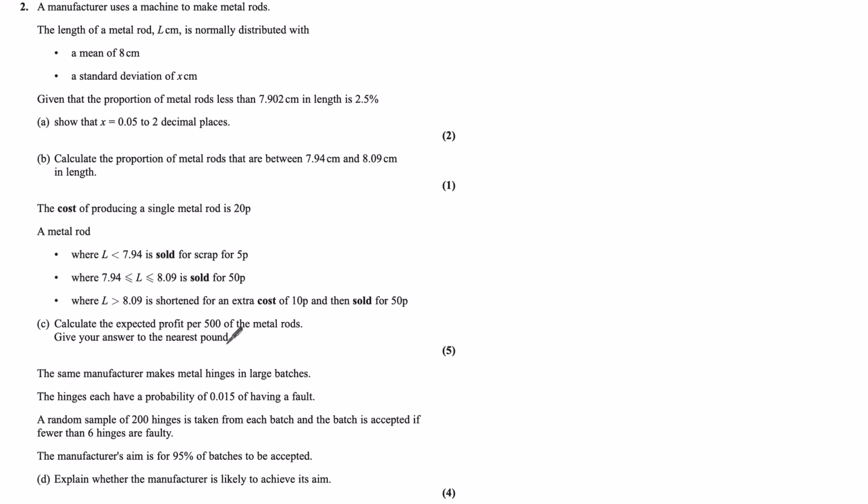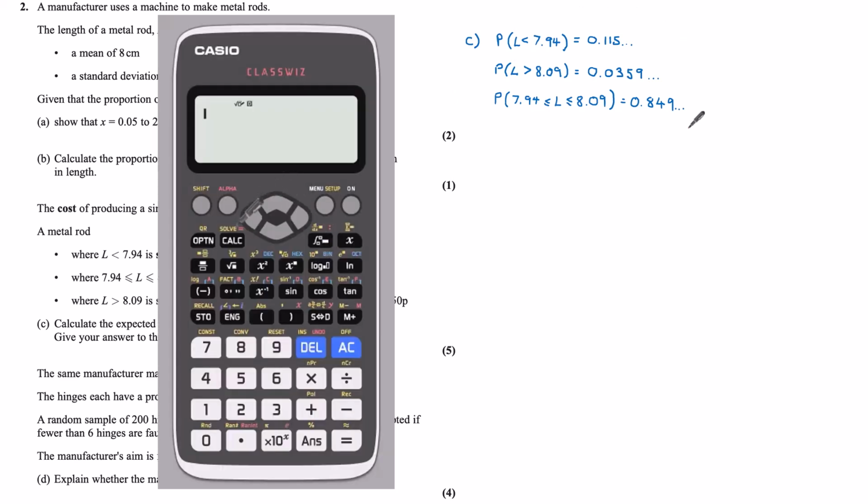So if we have 500 rods, they will be of these varying lengths. So we want to work out how many are going to be within each of these categories. So we want to know the probability that the length will be less than 7.94, that it will be greater than 8.09, and that it will be between 7.94 and 8.09. Now these values can all be found and stored on the calculator. I'm going to show the process here of finding all those probabilities and then storing those values in our calculator for use in the rest of the question.